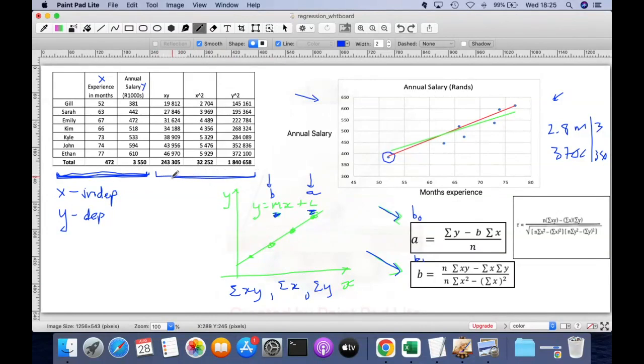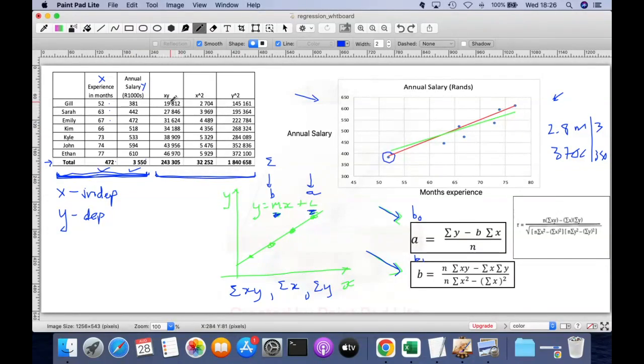First things first, work with the columns that you have so far. You've been given your x and y columns, so all you need to do is insert the totals at the bottom. The totals are the same thing as your sigma, your sum. If you add up all your x values, 52, 63, 67, etc., you'll get 472. If you add up all your y values, 381 all the way to 610, you'll get 3,550. So you'll have your sum of x and your sum of y done.